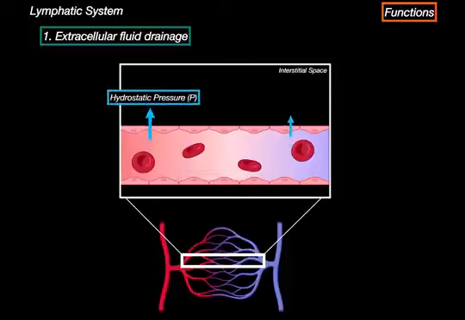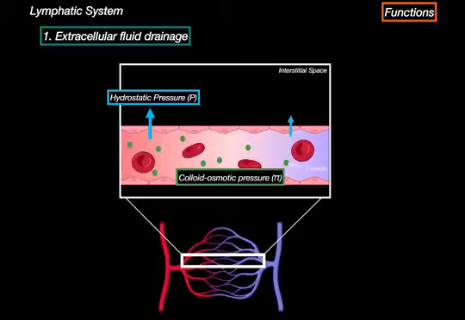There's also another important force working in the opposite direction called colloid osmotic pressure or oncotic pressure. Now, the plasma inside the capillary contains proteins, mainly albumin, which are too large to pass through the capillary wall under normal conditions. These proteins attract water and create a pulling force, drawing fluid back into the capillary.